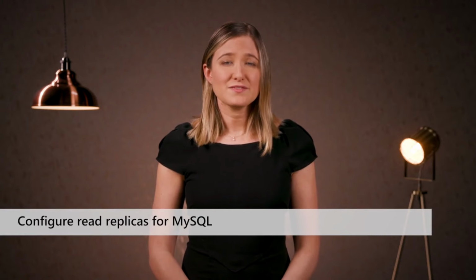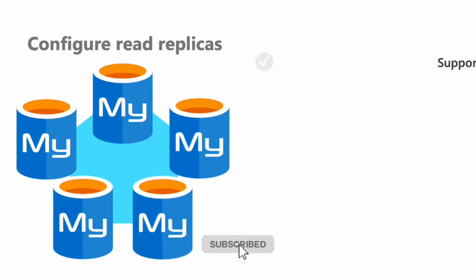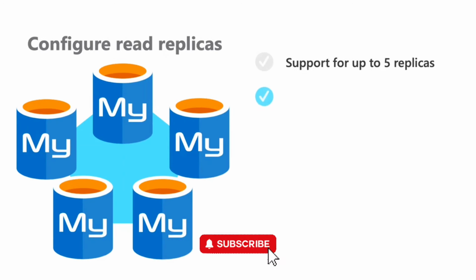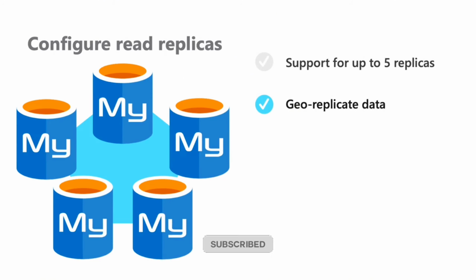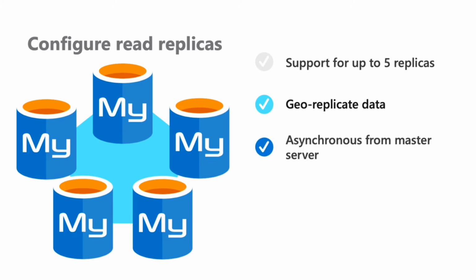Finally, let's also look at read replicas for MySQL. This feature is also similar to the one that is available for PostgreSQL. You can create up to 5 read replicas for a MySQL database. This feature enables you to geo-replicate data across regions and distribute the overhead associated with read-intensive workloads. Replication is asynchronous from the master server, so there may be some lag between records being written at the master and becoming available across all replicas. Read replication isn't intended to support write-heavy workloads.